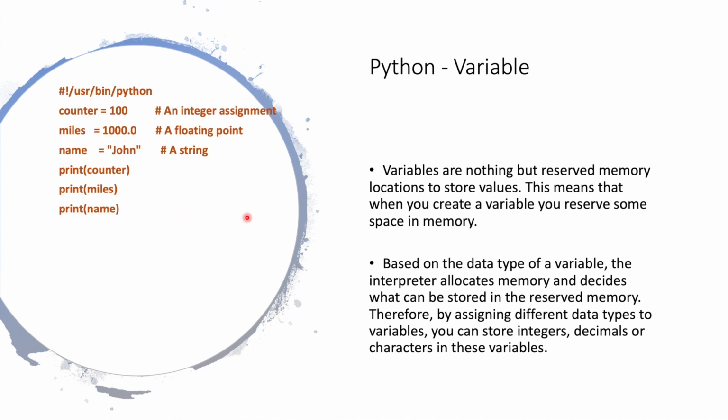Let's take a very simple example. We have declared a variable counter equal to 100. It will take the value 100 and keep it in the variable counter. Miles is another variable, which is a floating type, and name is John, which is a string type. Let's print those variables and see what values are there. If you see, whatever values you have kept, it is storing that value, and that variable has that value. So that's pretty much the role of a variable.